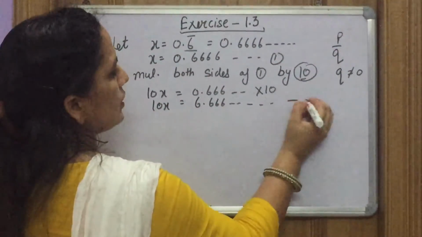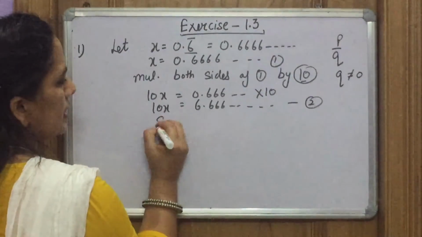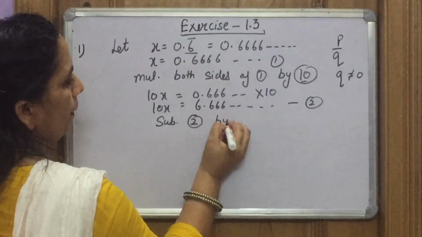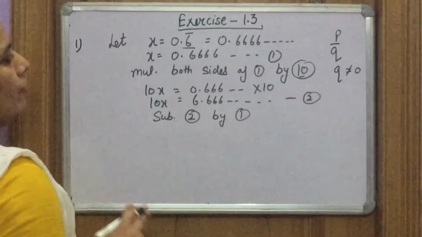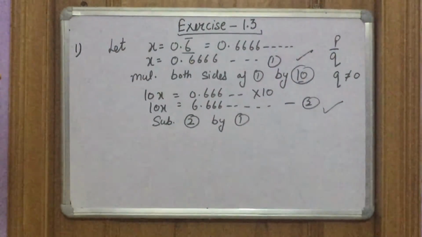So let's suppose this is equation number 2. Next step is to subtract equation number 1 from equation number 2. This is our equation number 2 and this is equation number 1.